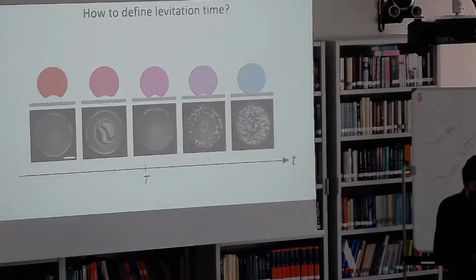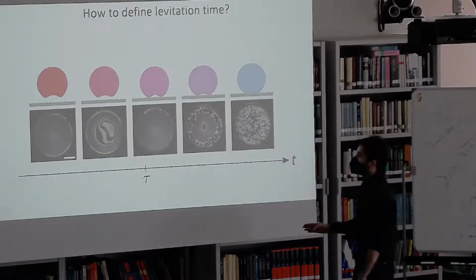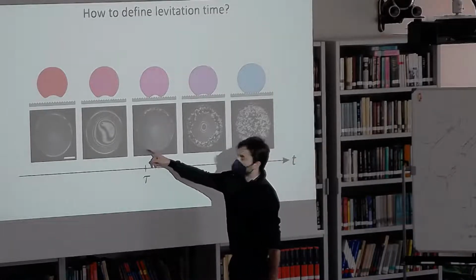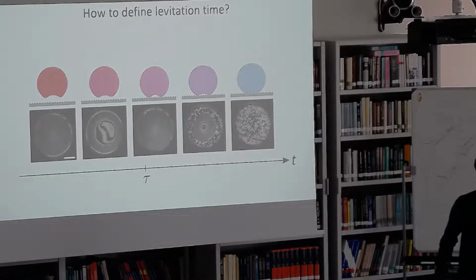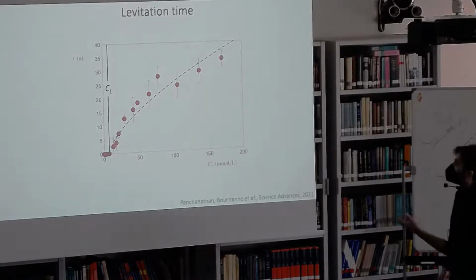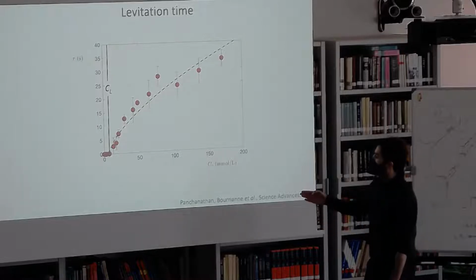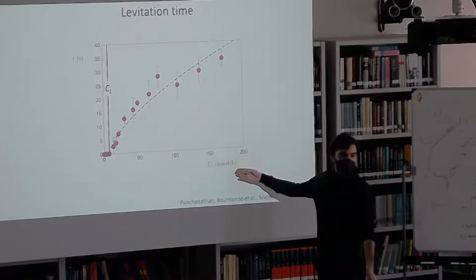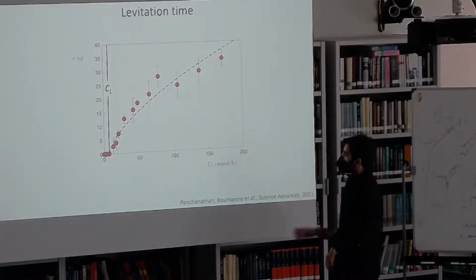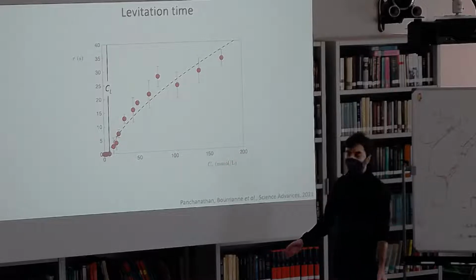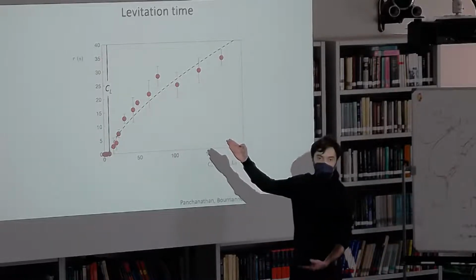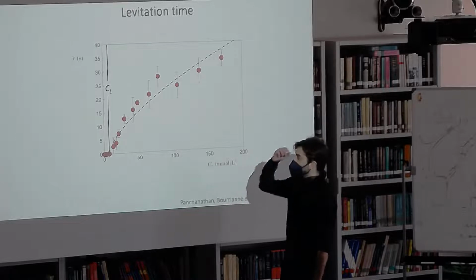So the first thing we can do with it is define a levitation time. When we are looking at the fringes, it's pretty clear that at some point you start to see contact on the edge. And so you can count the time at which that first contact happened. And if you do so, you measure levitation time, tau, as a function of the initial concentration of CO2 within your droplet. That's for the same volume of droplets, 40 microliters. You measure the initial concentration, and at the end, thanks to interferences, you measure the levitation time.